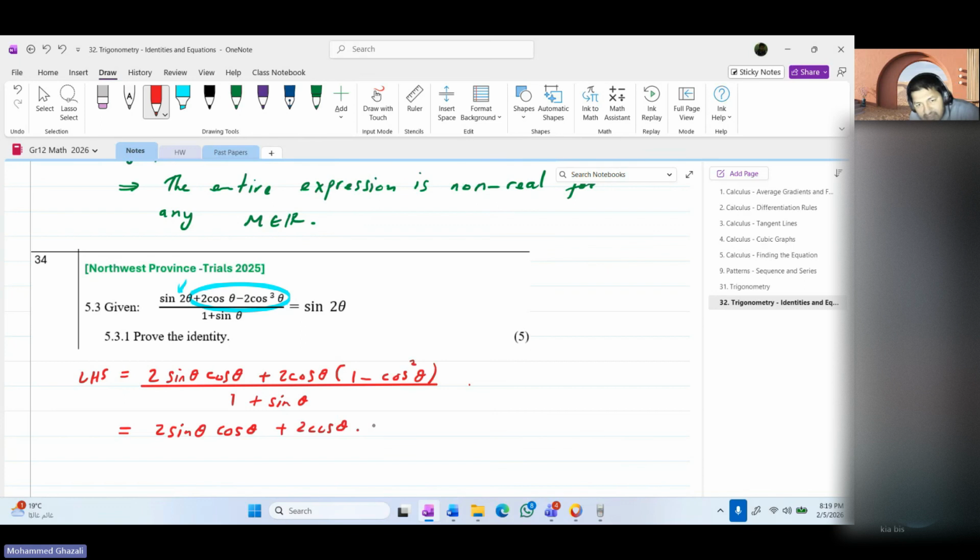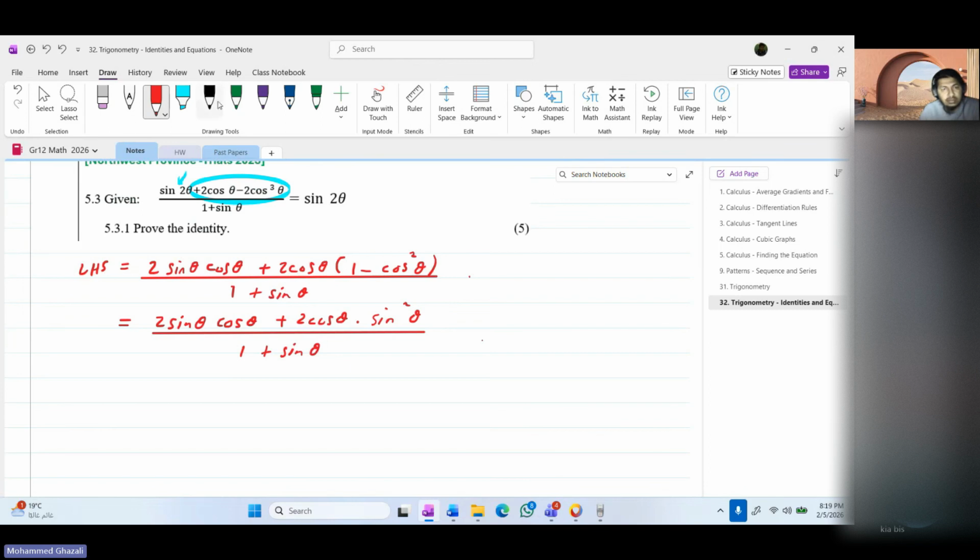Now, we got 2 sine theta cos theta plus 2 cos theta. And what do you have here? We have sine squared theta. Great. We have an identity that we can simplify. And we're left with the 1 plus sine theta. Now, clearly, 1 plus sine theta from the bottom needs to cancel out somehow. So let's try to cancel this out with the top. So we can take out 2 sine theta as a common factor. See, there's the 2 here, and you got a sine theta there. Take it out as a common factor. Oh, no, you can take out 2 sine theta cos theta as a common factor. All right, so now you are left with 1 plus sine theta.